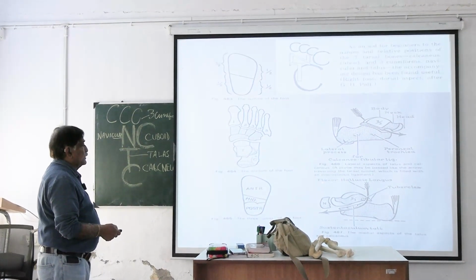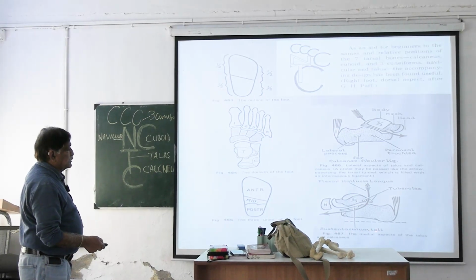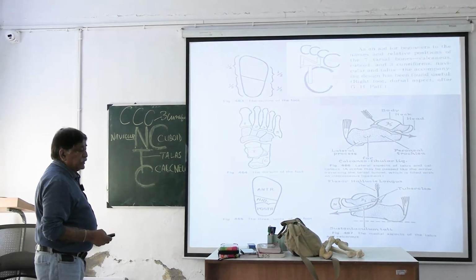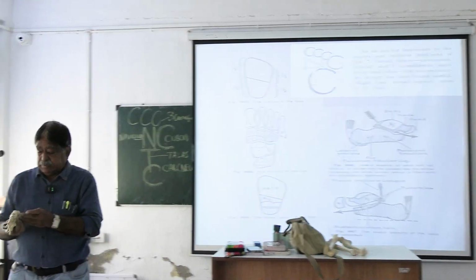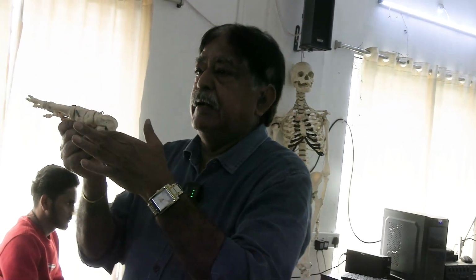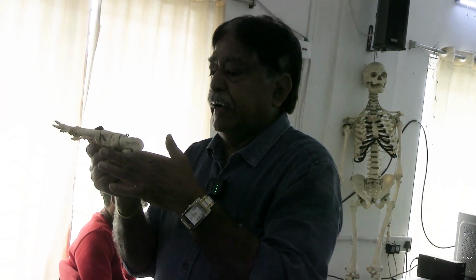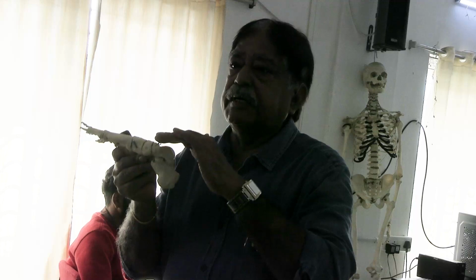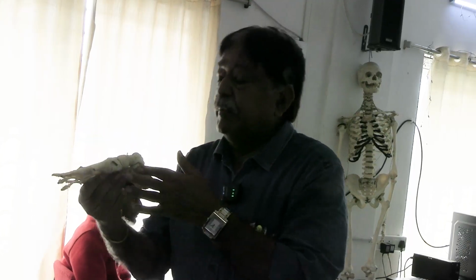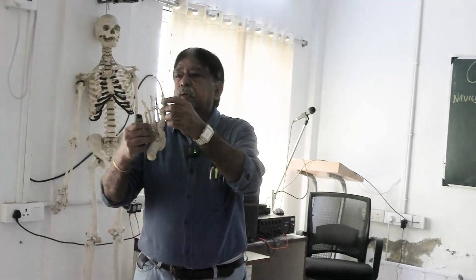In this picture, the flexor hallucis longus, the tubercles and sustentaculum tali. When you see the talus, this is the sustentaculum tali. It is like a balcony, and the talus is resting on it. So it will be on the medial side. This is the great toe.